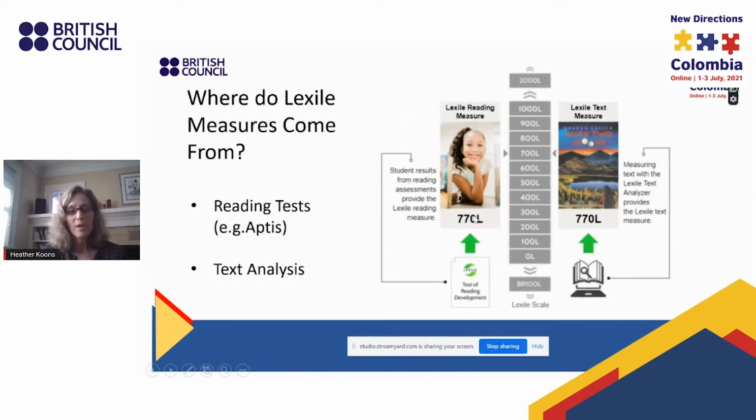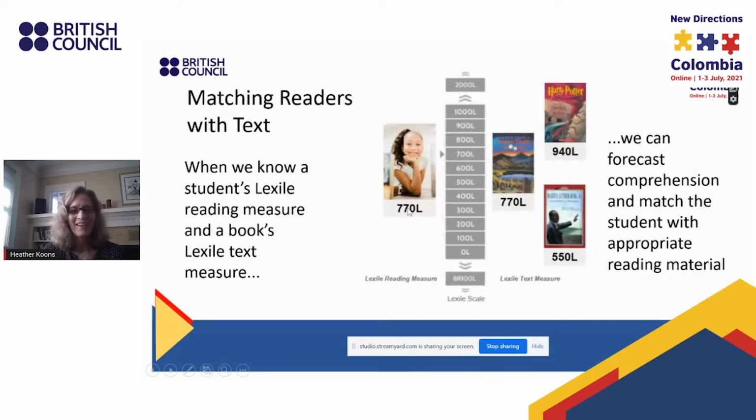You get a Lexile measure on a student from having the student take a test of reading comprehension or development, such as the Aptis. We get measures for books or just documents from running the text through what we call the Lexile Analyzer, which examines a number of different variables of the text to assign it a Lexile measure. And we have a lot of research documents talking about how we've developed these, but I won't go into that right now.